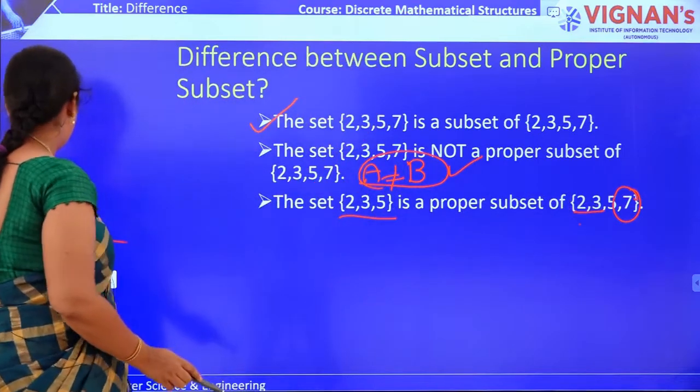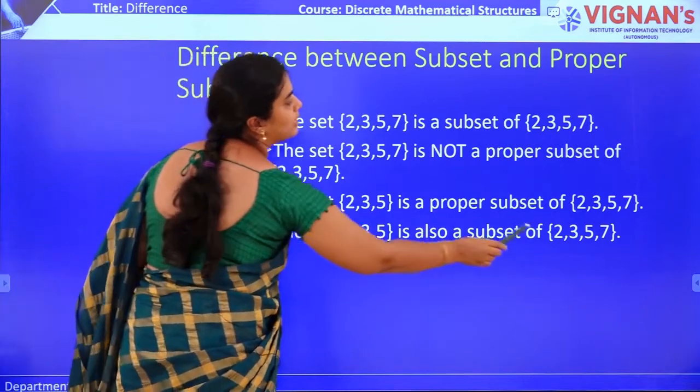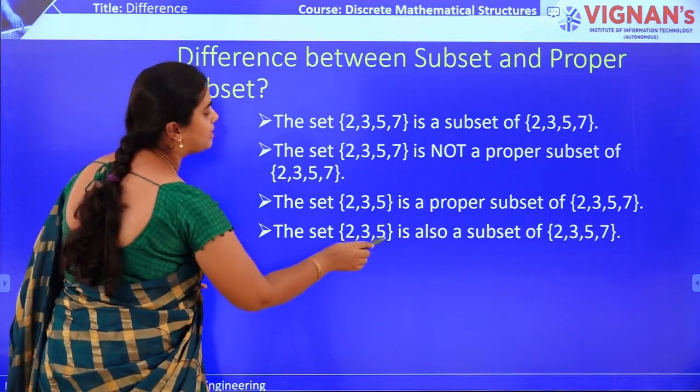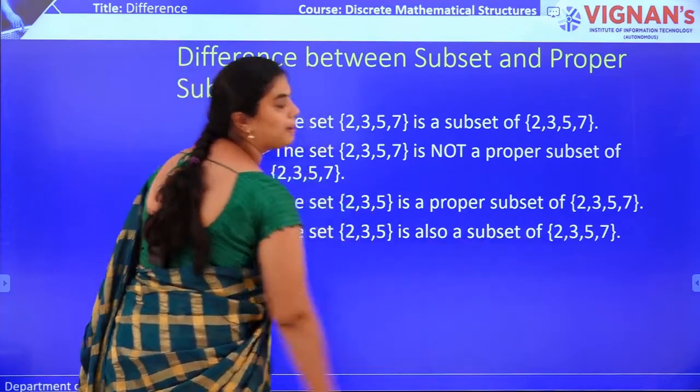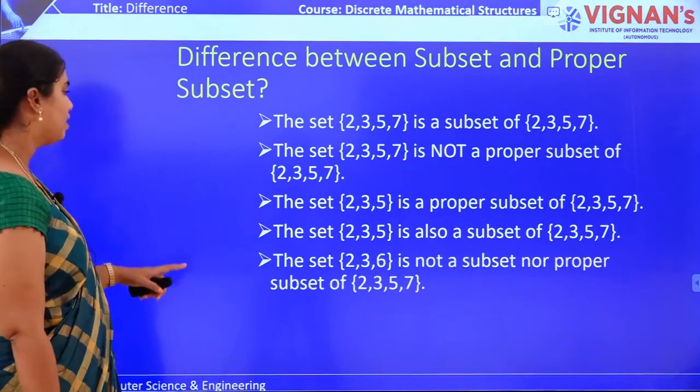Now coming to the other example, the set 2 3 5 is also a subset of 2 3 5 7, because this contains all the elements which are present in the other. 2 3 5 is present in 2 3 5 7. So this is another example.